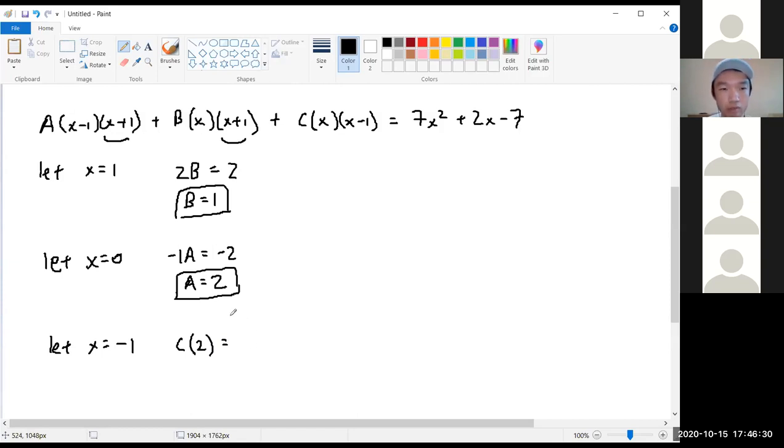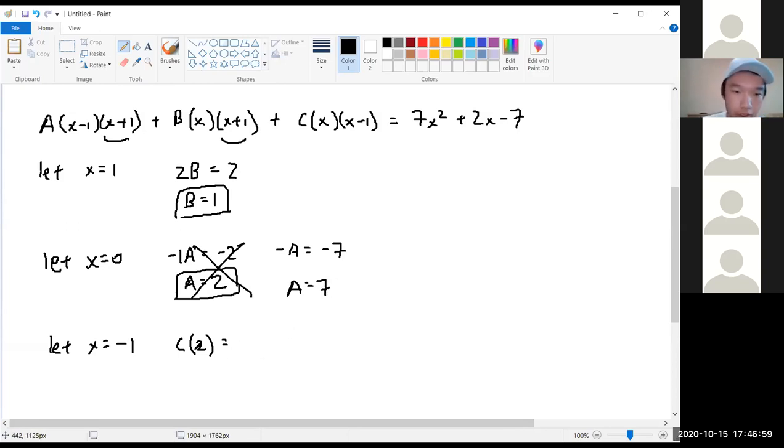Actually, wait, did I do the x equals 0 one correctly? When x equals 0, we have negative a is equal to, sorry, I made a mistake here. This is not right. This is -1a is equal to -7. So a is 7.